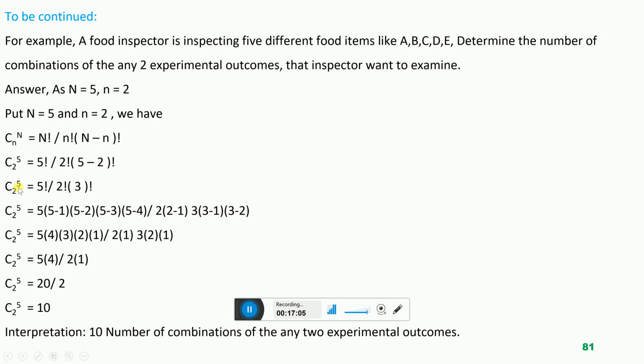C(5,2) is equal to the combination of 2 items out of 5. What is the statement of this C(5,2)? It is the total number of combinations of 2 items from the large set of 5 items. So 5 factorial as it is, whole divided by 2 factorial, multiplied by 5 minus 2, whole factorial, which is equal to 3 factorial.